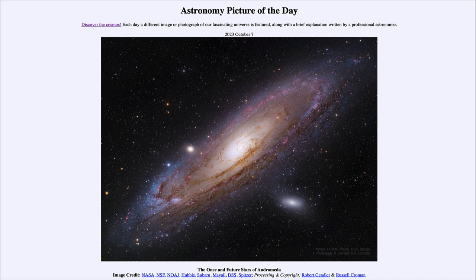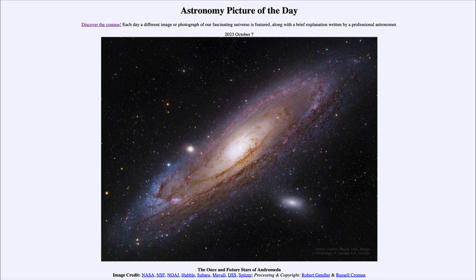And we can see the dark dust lanes, as well as blue star clouds highlighting those spiral arms, and the pink glow of hydrogen gas when excited. Now, all of those are signs of star formation. Now, what we're seeing here are the current stars of Andromeda.